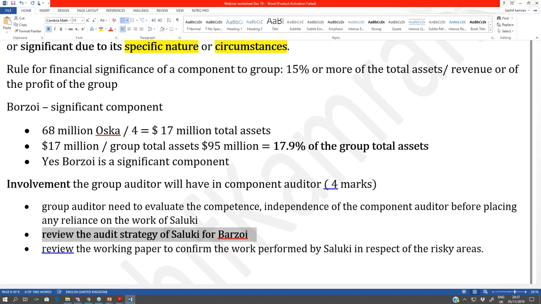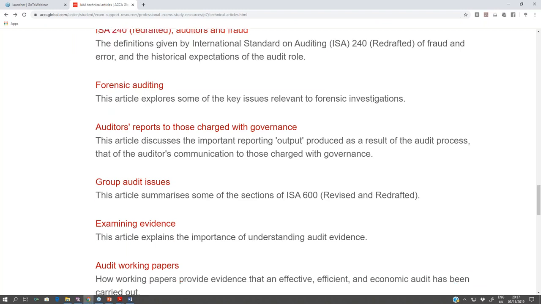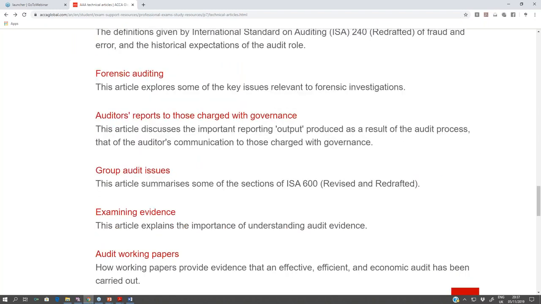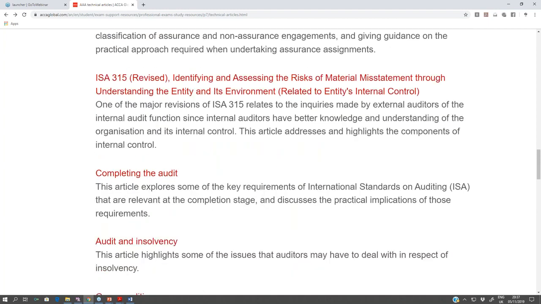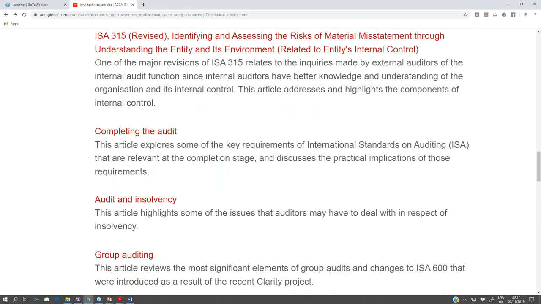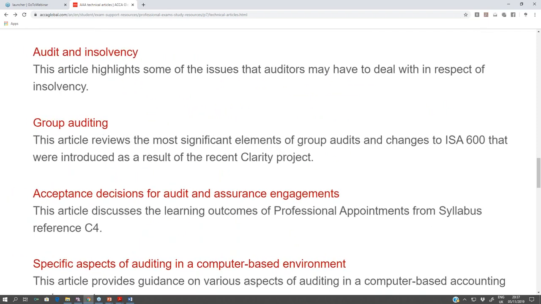So is everyone now clear on the component auditor? And is everyone now clear on the significance of the component auditor and how you find that in the exam paper? Is everyone clear on this? Just one last thing before I take on the other questions. When you look at these articles on the ACCA website for AAA and you explore these articles, can you see this article here on the website, AAA technical articles, right in front of your screen, group auditing?